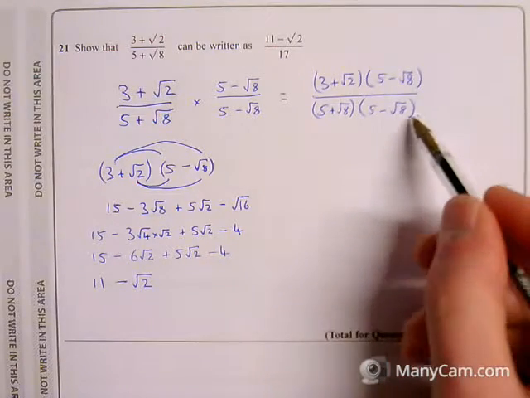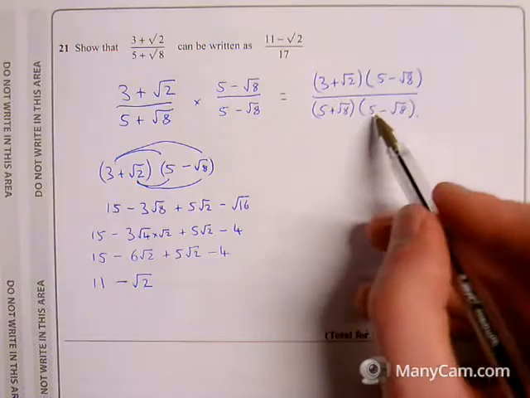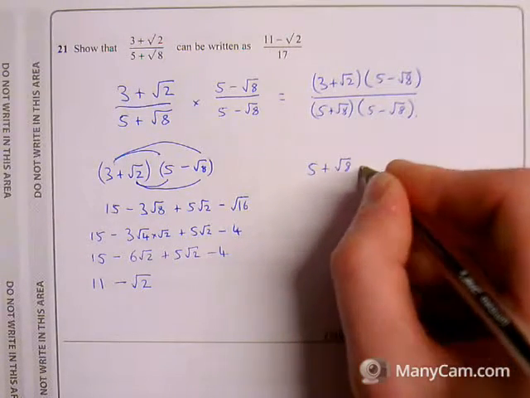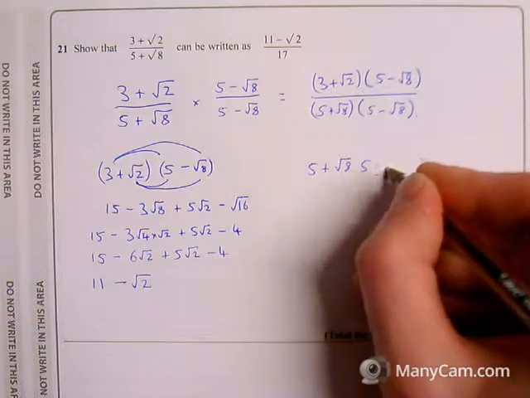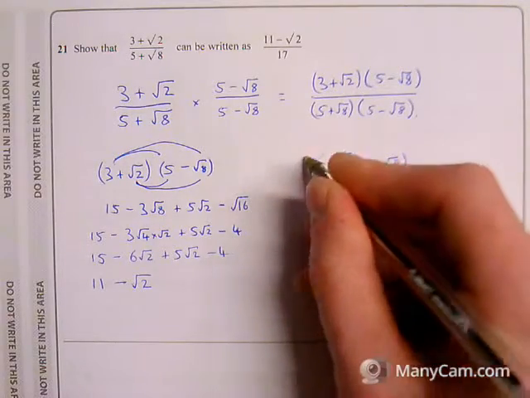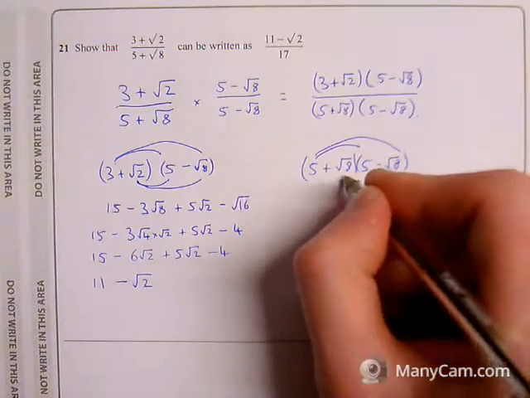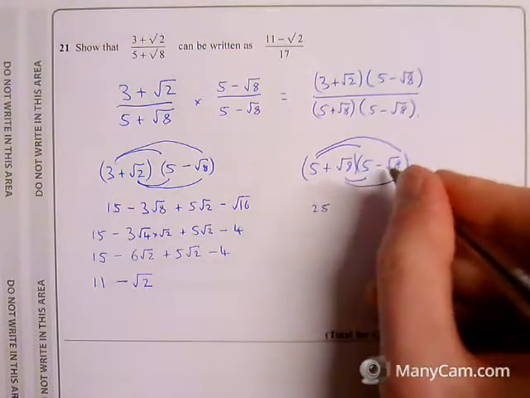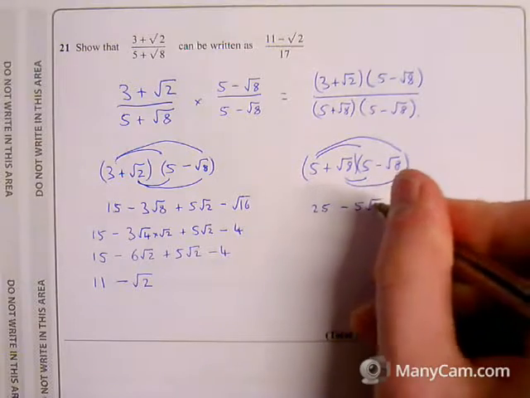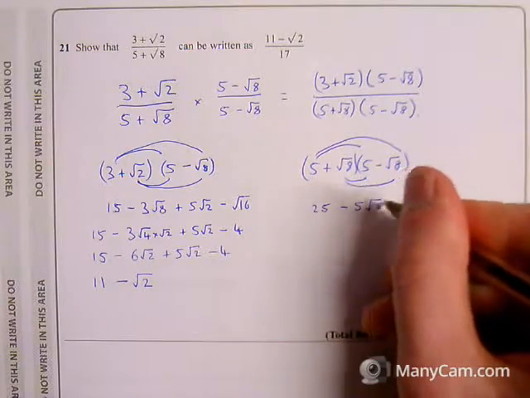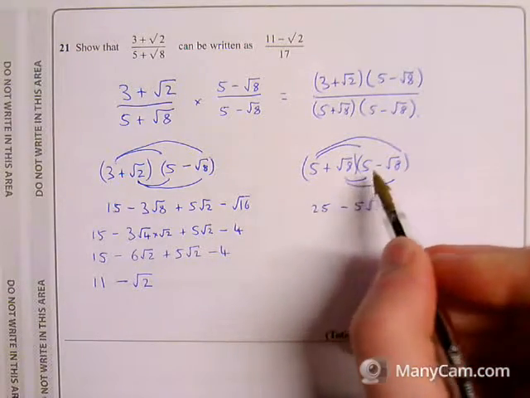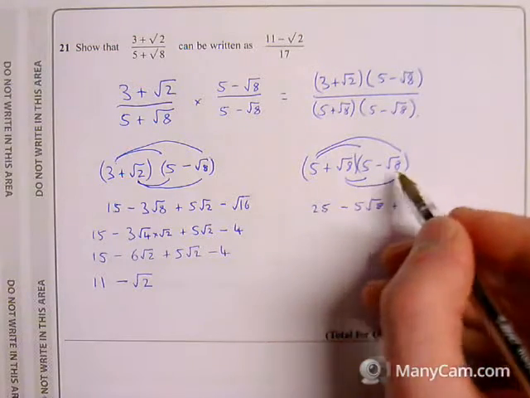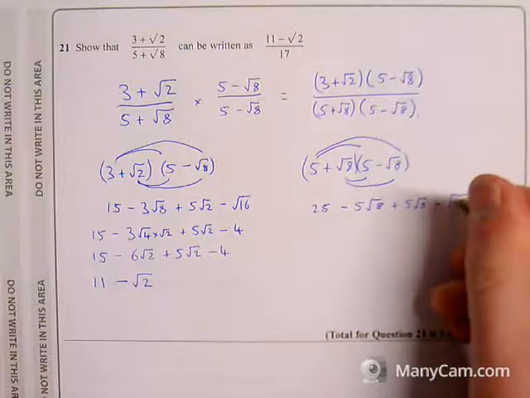Now if I look at the bottom of the fraction, I've got 5 plus root 8 and 5 minus root 8, so I'm going to expand that out. Same again as expanding brackets, so I've got 5 times 5 is 25, 5 times minus root 8 gives me minus 5 root 8, and then I've got root 8 times 5, which gives me plus 5 root 8, and I've got root 8 times minus root 8, which gives me minus root 64.